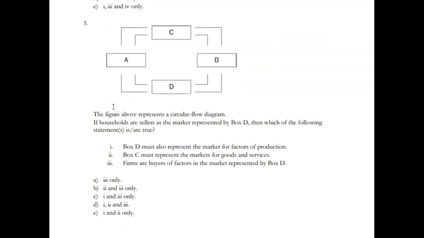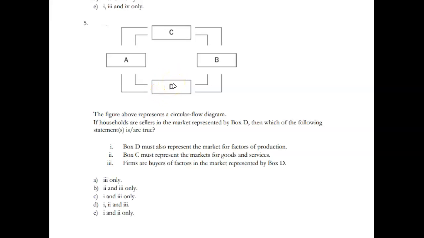Now this over here, don't get too scared, but if households are in D, so now they change it. It's the same flow, but now the households are D and C is businesses. Then which of the following must be true? Remember, this is the households. Box D must represent the factors of production. That's correct. D is households.